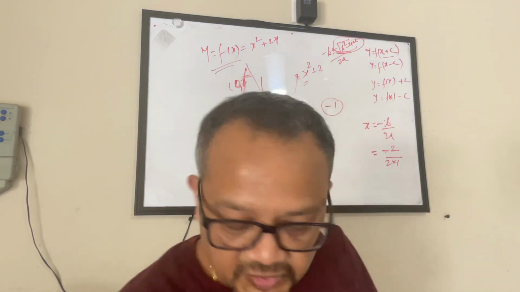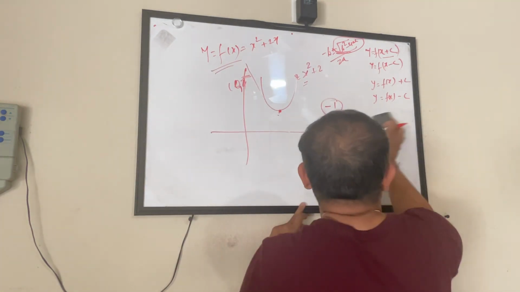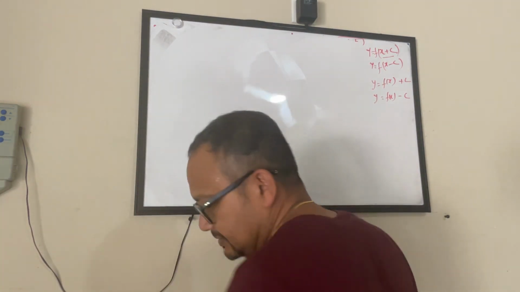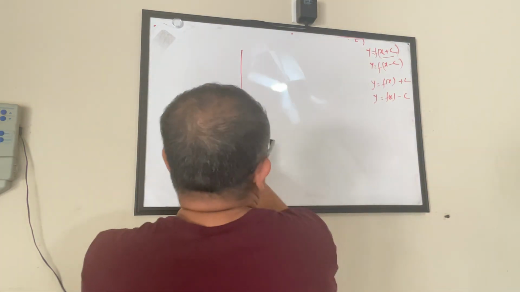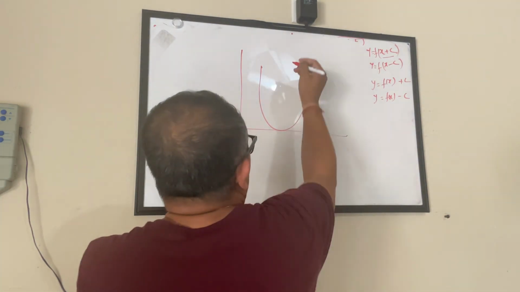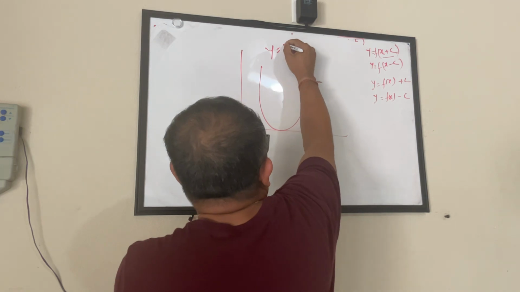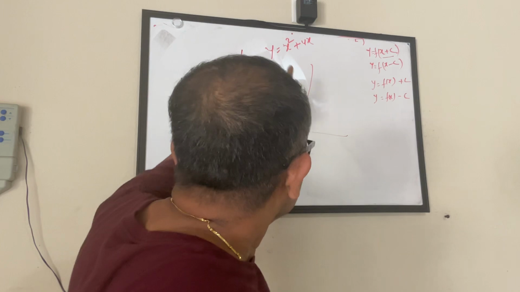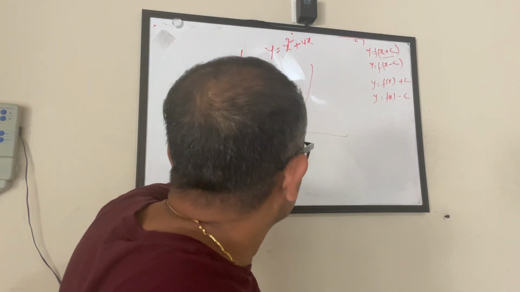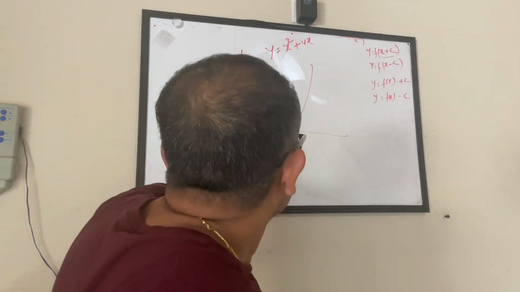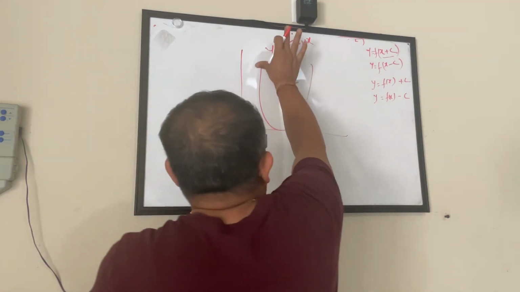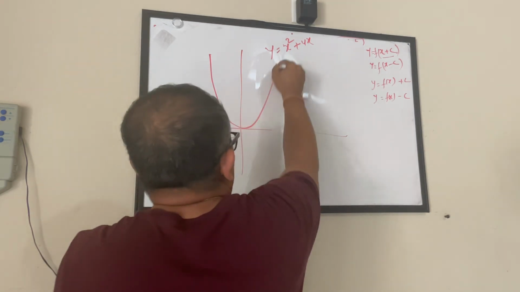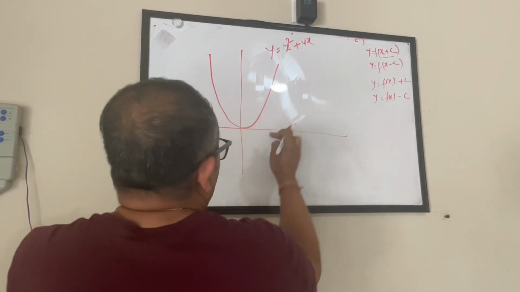Okay. So I think I got lost here. Let's keep it simple for now. Let's say y equals x squared plus 4x. When x is 0, y is 0. This is my parabola.